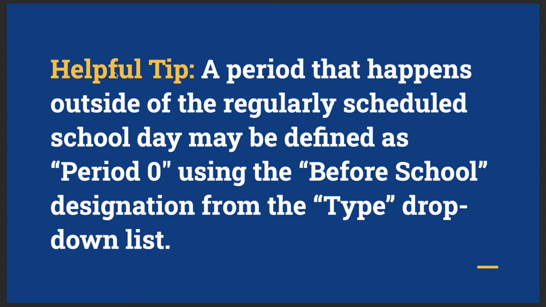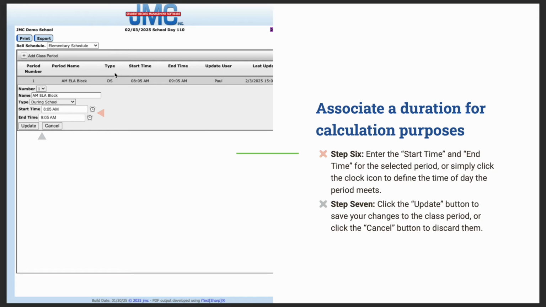Helpful tip, a period that happens outside of the regularly scheduled school day may be defined as period 0 using the before school designation from the type drop-down list. Step 6, enter the start time and end time for the selected period, or simply click the clock icon to define the time of day the period meets.